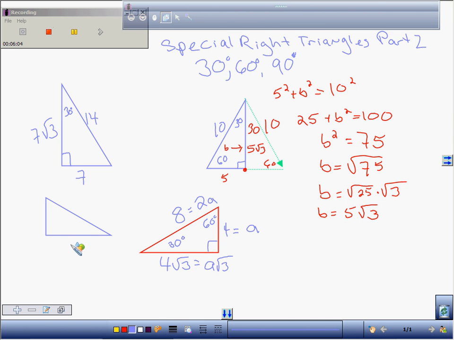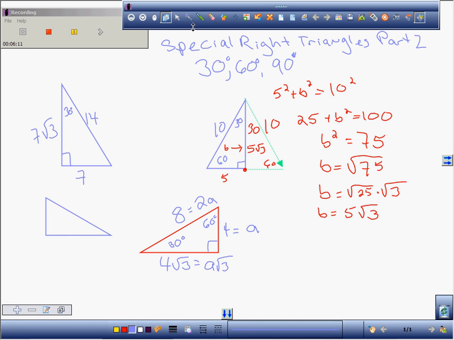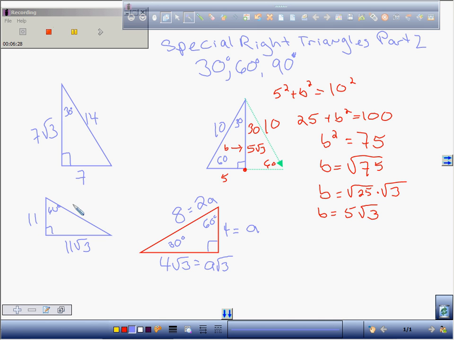Say we know that this side, this isn't really tricky, this is a little tricky. Say you know that this side is 11 square root of 3, and this is 60. And this is 90 over here. What would this side be? That side would be 11, and what would this be? 22, right? 11 root 3.